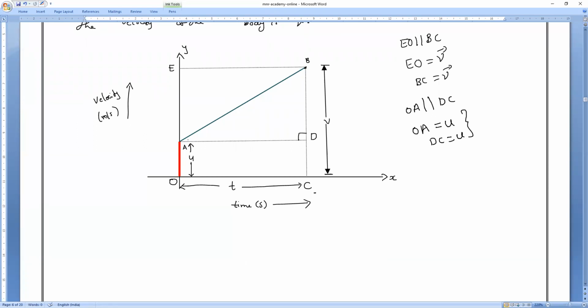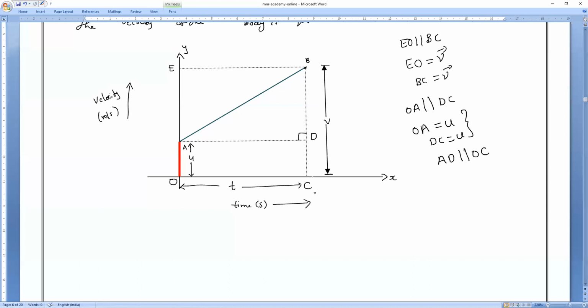Next, one more line is parallel. Can you tell me from the graph? One more line is parallel. AD and EB. AD is parallel to what? This is the time axis, Mari, and this is velocity. Understood? AD is parallel to OC.